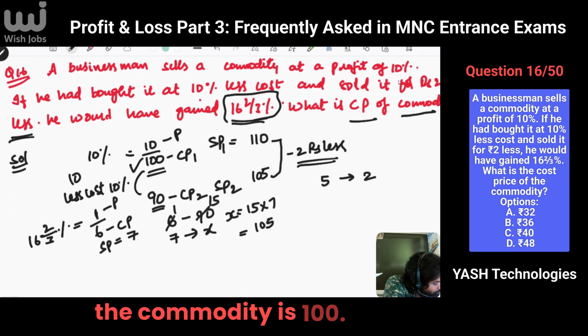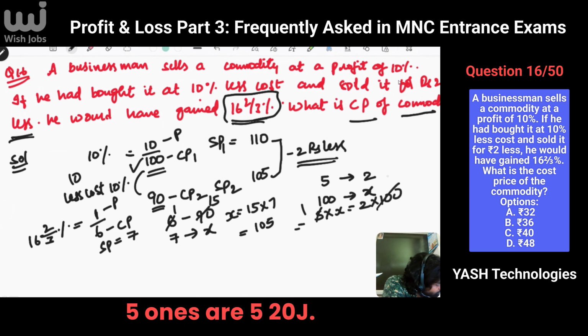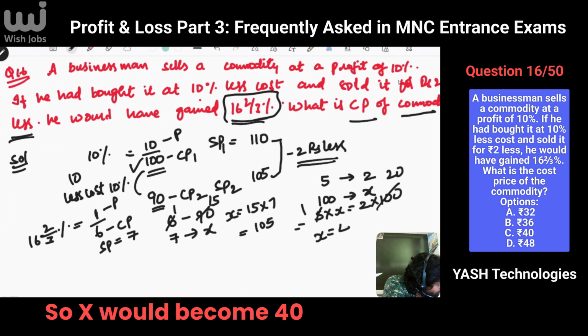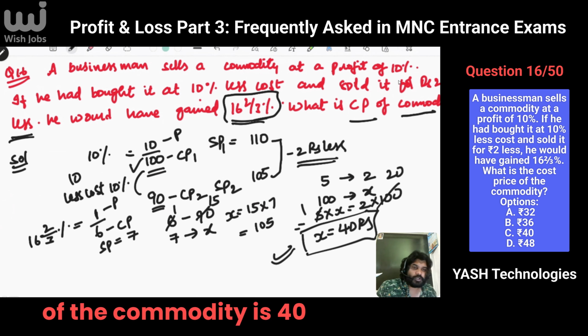Cost price of the commodity is 100. 100 will become x. So you need to do the cross multiplication. 5 into x equal to 2 into 100. 5 ones are 5, 20s are. So x would become 40 rupees. The cost price of the commodity is 40 rupees.